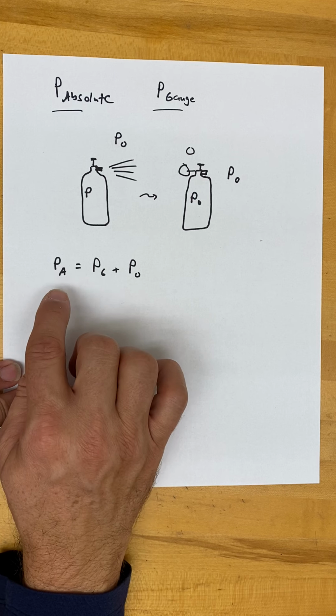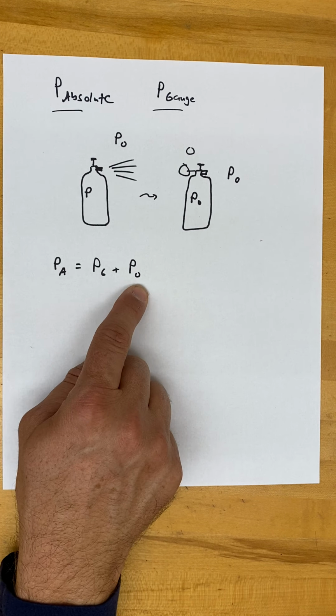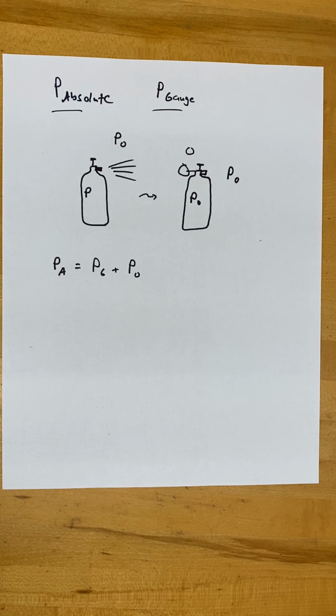So that is what we mean by absolute pressure and gauge pressure. The difference between them is the atmospheric pressure, which in this country you usually encounter as about 14.7 pounds per square inch. That's obviously not an SI unit, but if you encounter atmospheric pressure in real life, it's 14.7 PSI, pounds per square inch.